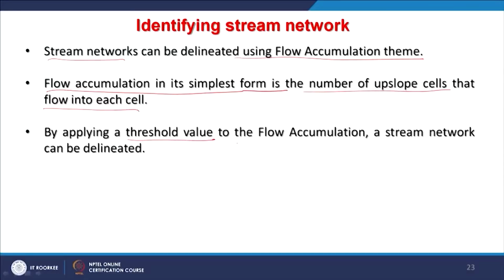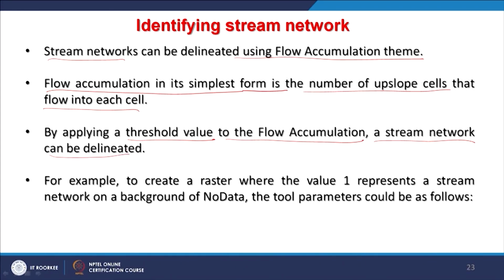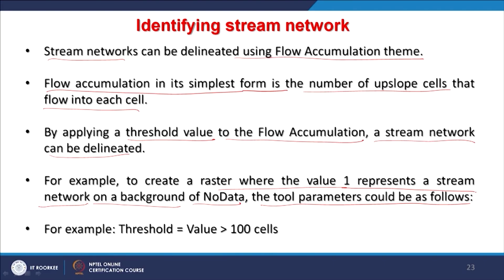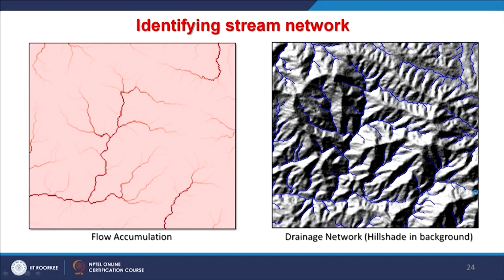So, by applying a threshold value in terms of number of cells to the flow accumulation output or theme, a stream network or watershed boundaries can be calculated. For example, to create a raster where the value of 1 represents a stream network on the background of no data, the tool parameter could be as follows: threshold value equal to or more than 100 cells. This is what has been done.